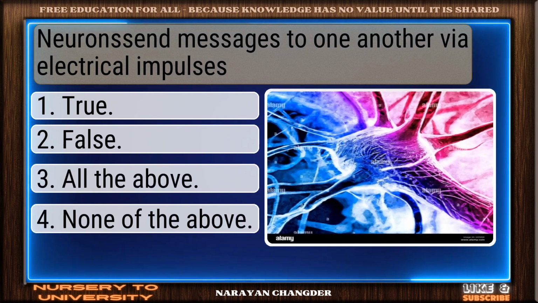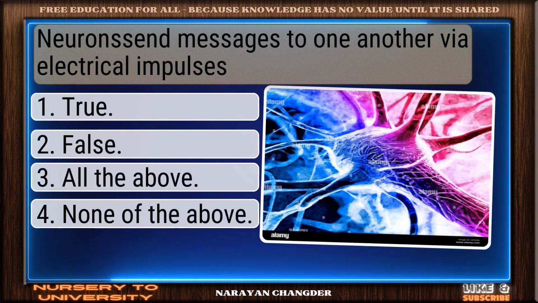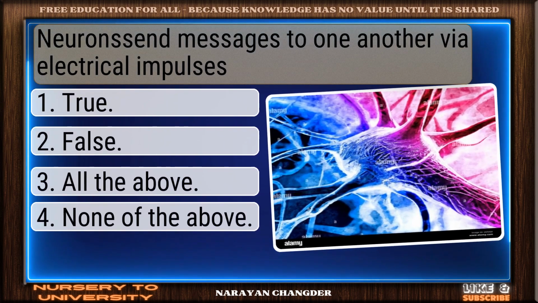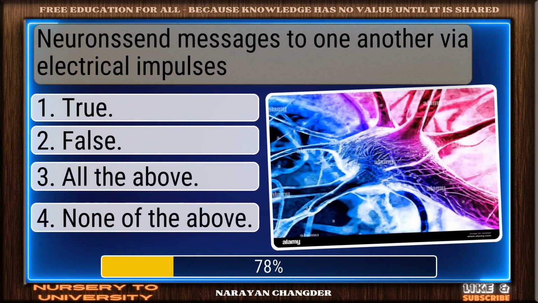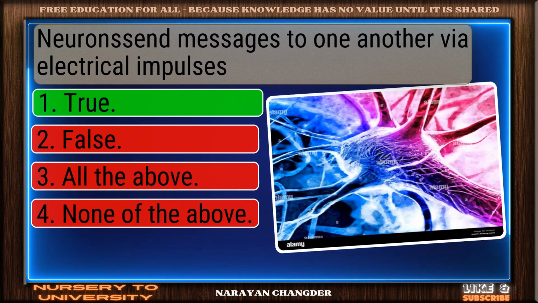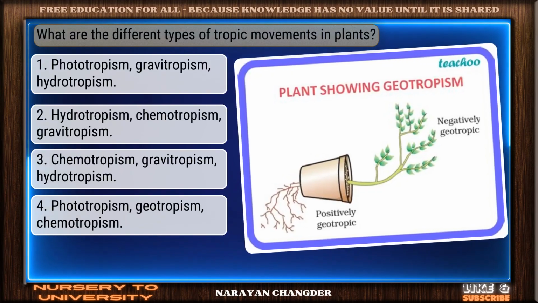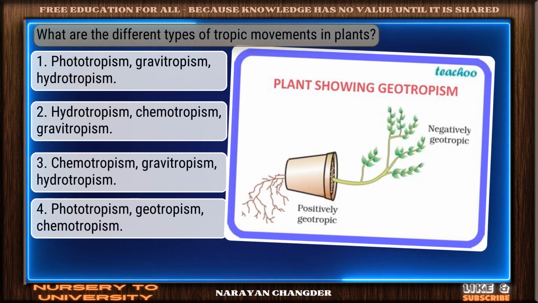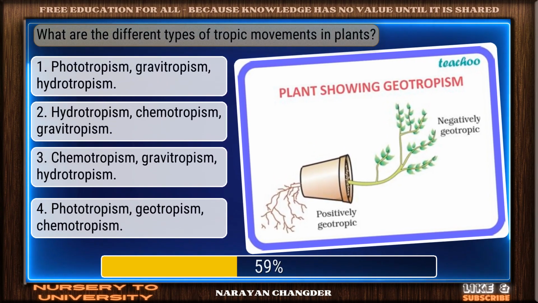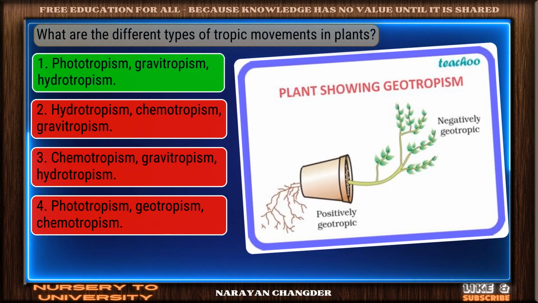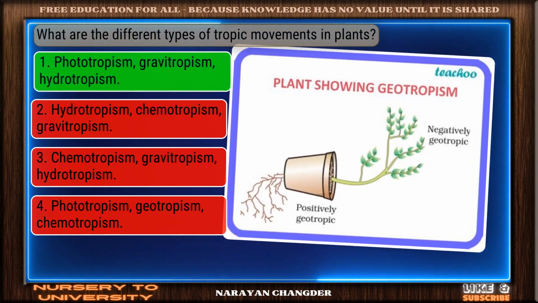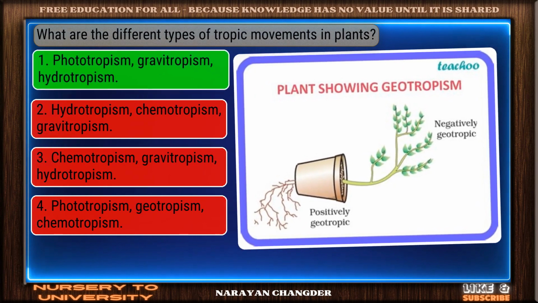Neurons send messages to one another via electrical impulses. You got it? True fits. What are the different types of tropic movements in plants? Excellent choice. Phototropism, gravitropism, hydrotropism is right.